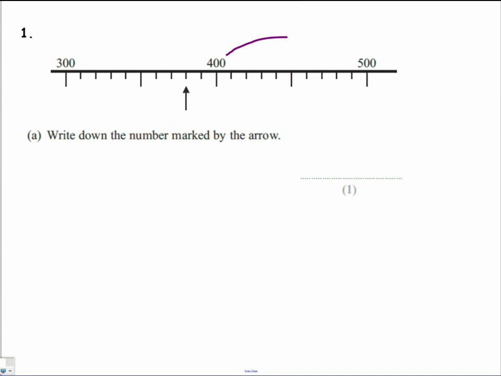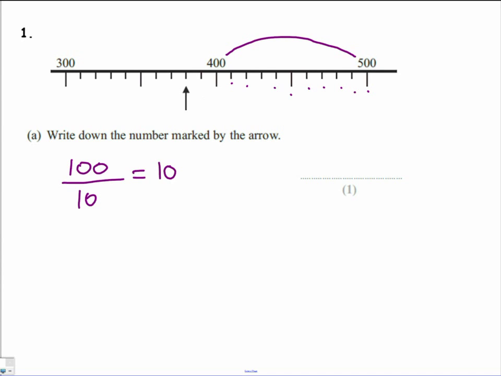So to work out what each of the smallest steps is worth, look at your large gap. So from 400 to 500, we have a gap of 100. And then count the number of steps to get across the gap. So there's 1, 2, 3, 4, 5, 6, 7, 8, 9, 10 steps. So a gap of 100 with 10 steps means that each step is worth 10.